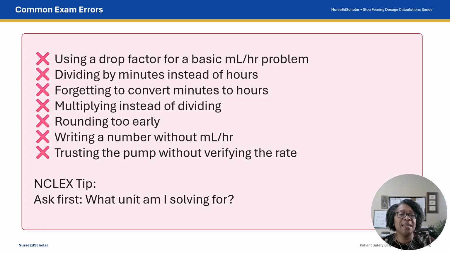So now let's talk about some common exam errors. Why students miss these IV pump questions. They may use the drop factor. If the question asks you for a basic pump rate, you should know that it's milliliters an hour. You do not look for a drop factor. If it has it in there, it's wrong. You've got to ask yourself when you're reading the question, what units am I solving for? Okay. They'll divide by minutes. 250 milliliters divided by 90 minutes does not give you milliliters an hour. You have to make sure that the units match what you're actually solving for.